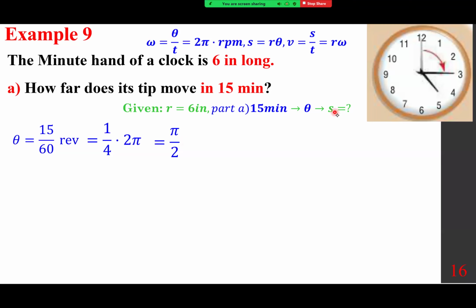So how do we get the S? S equals R theta. R is 6, theta is pi/2, precisely 3 pi, roughly 9.42 inches.